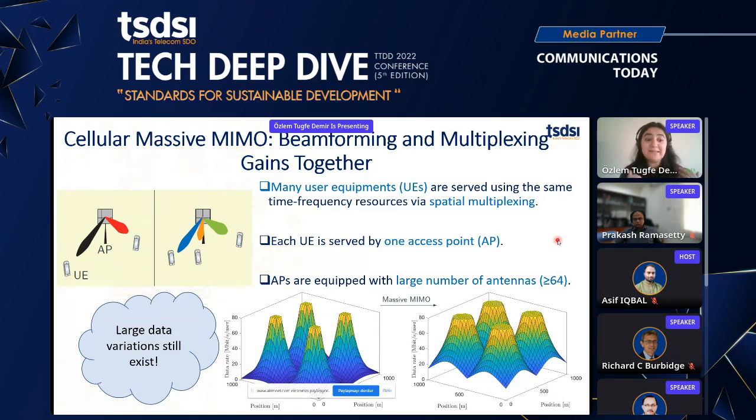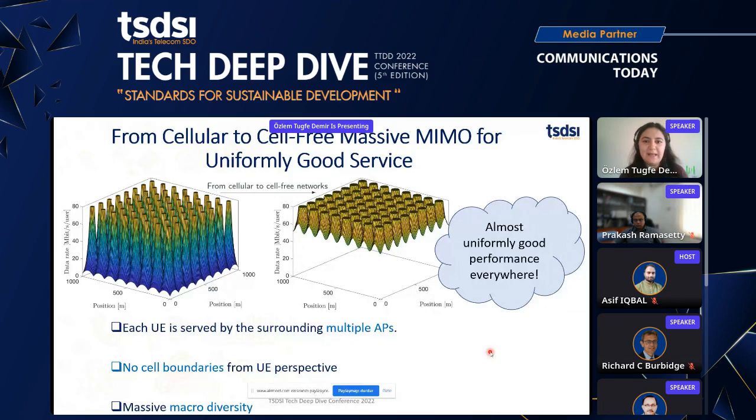But the problem is that we still have large data rate variations. On the right figure, you see how these data rate variations for a single user, distance dependent and neglecting shadowing or other effects, can be represented. Of course, there is a significant gain, especially in the cell center, but still there are large data rate variations, and this can affect the network performance badly. So our ambition is to create something like in this right figure, where everywhere the data rate is very high.